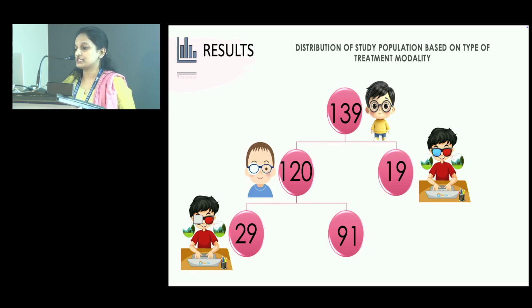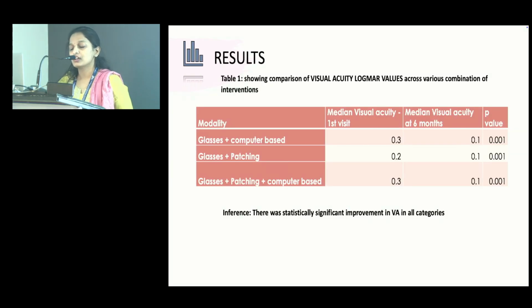We came to a result that there was statistically significant improvement in visual acuity in all categories. That is glasses with computer-based, glasses with patching exercise, and glasses with patching and computer-based exercises. And we could see that there was more improvement with glasses and computer-based exercises than glasses with patching.